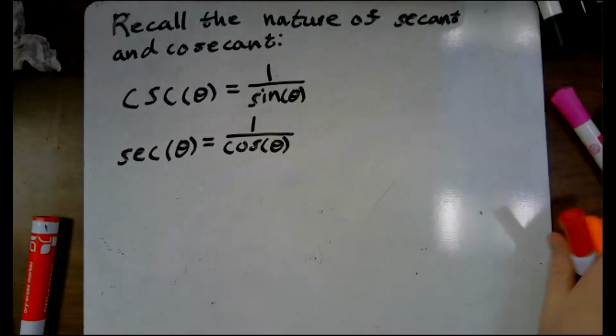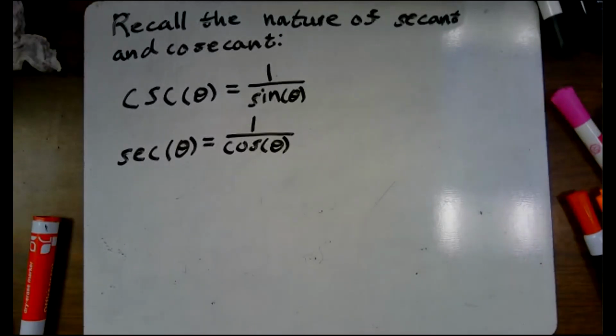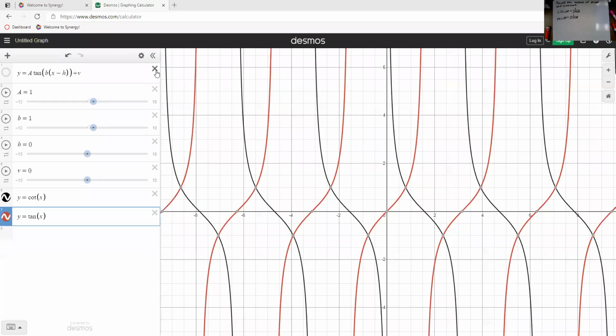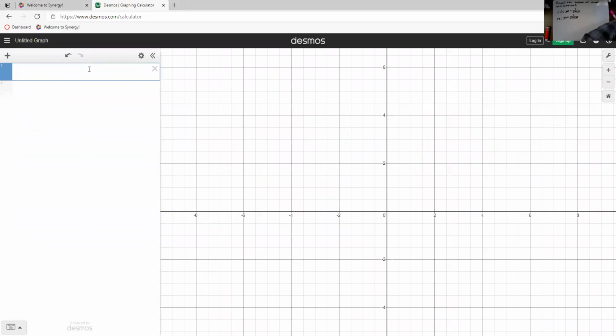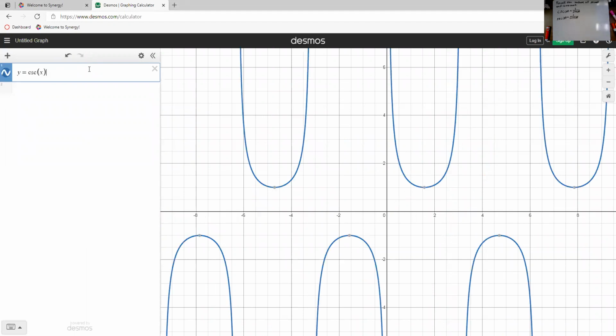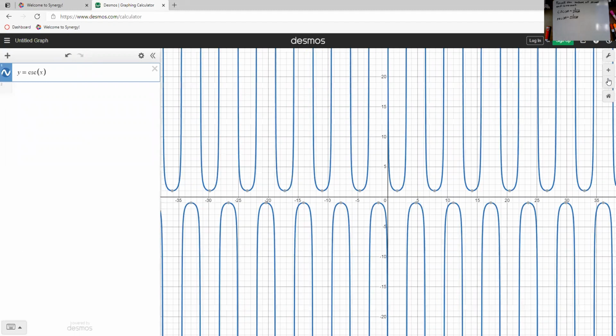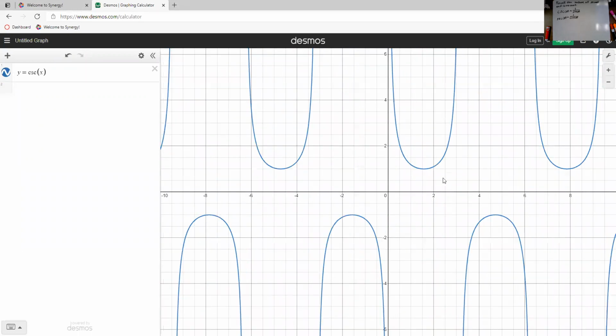Okay, let's take a look at the graph. I know that sounded like a lot of words, but it will make more sense when we graph it. So what does cosecant look like? Rather odd looking graph, isn't it? It's got these thumbs that are protruding down.